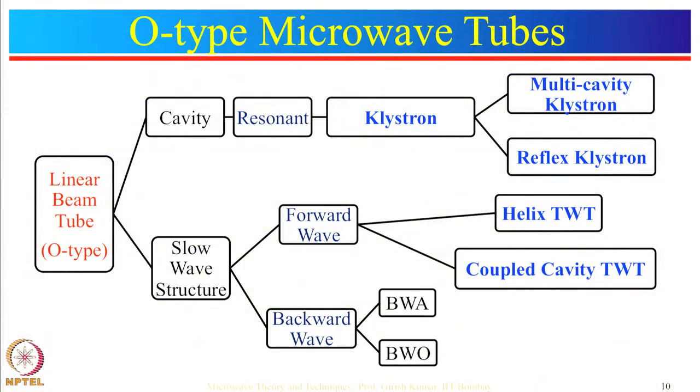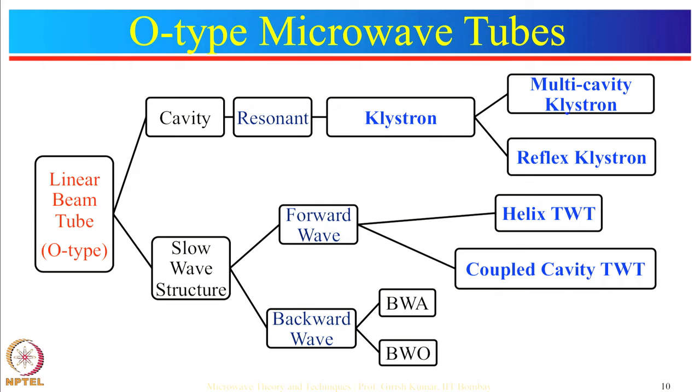In the slow wave structure, the name slow waves comes from the fact that these type of structures are used to slow down the electromagnetic wave. Now, the question is, why we need to slow down the electromagnetic wave? Because electron moves much slower than the electromagnetic wave. So, electrons do not get sufficient time to interact with the microwave fields. So, to increase the time of interaction of electrons, we need to decrease the velocity of electromagnetic waves.